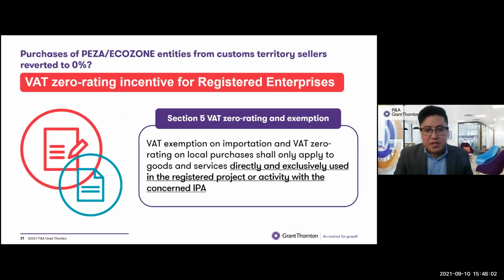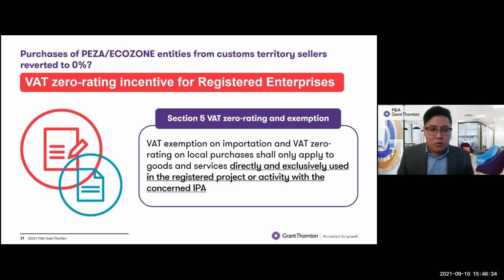Okay. So this is what I've been mentioning a while ago, VAT zero rating incentive for registered enterprises. So this is section 5. It provides that VAT exemption on importation and VAT zero rating on local purchases shall only apply to goods and services directly and exclusively used in the registered project or activity with a concerned IPA. So this is already effective, no? Effective April 11 this year, or 2021.